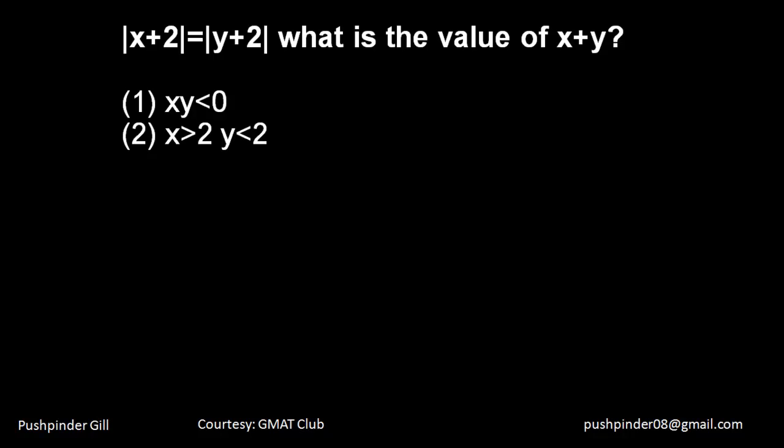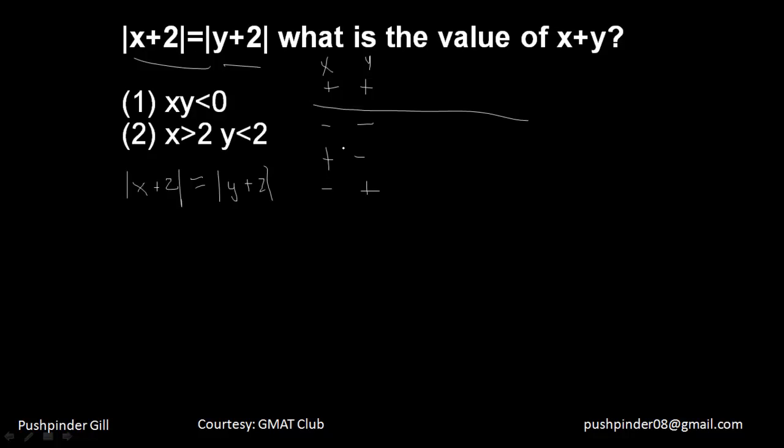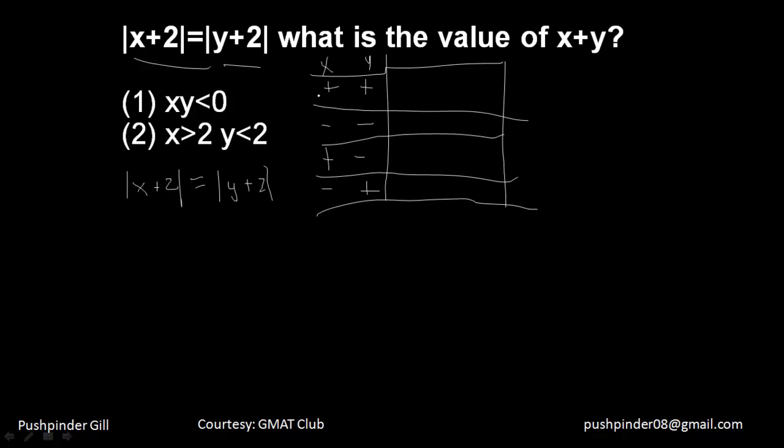Okay, now the next question says that modulus of x plus 2 is equal to modulus of y plus 2. What is the value of x plus y? Now let's try to analyze that. Let's bring down some quality information: modulus of x plus 2 is equal to modulus of y plus 2. Since I'm going to play with signs here, either x and y both can be positive or both can be negative, or one can be positive and the other negative. I would recommend you make a table like that so that you can keep this information completely organized. That would be a good way to start this question, and it will give you confidence. So here it is.